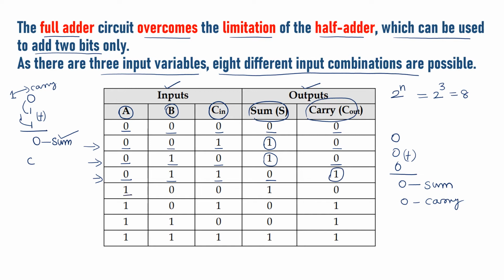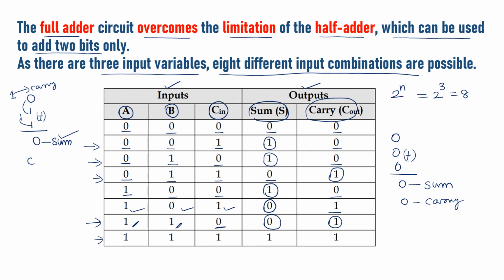Next, A is equal to 1, B is equal to 0 and C is equal to 0. Now here we get the output: sum is 1 and carry is 0. Next, 1 plus 0 plus 1. Here we have two ones. Already as we discussed, 1 plus 1 is 0 and carry will be 1. So here the sum is 0 and carry is 1. Following that, A is equal to 1, B is equal to 1 and C is equal to 0. In this case also we get sum equal to 0 and carry is 1.